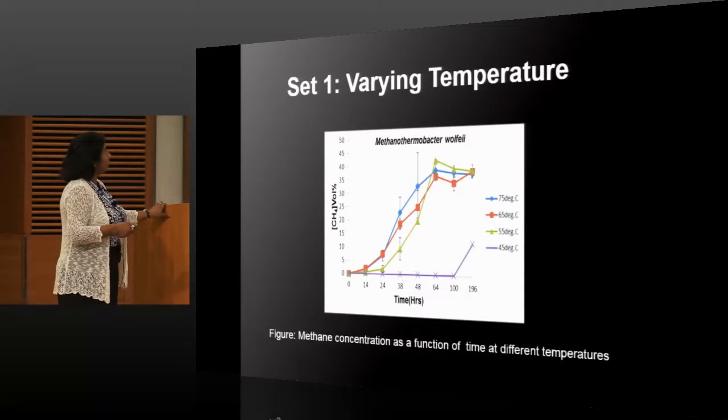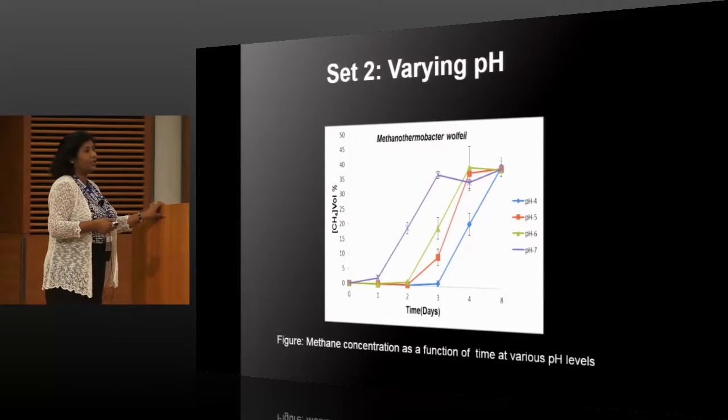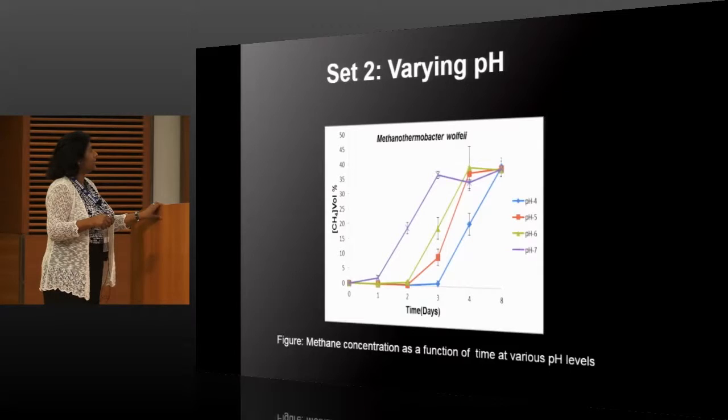And the second set was varying pH, and they produced methane at all different pH levels. However, their lag phase increases with the decrease in the pH level.